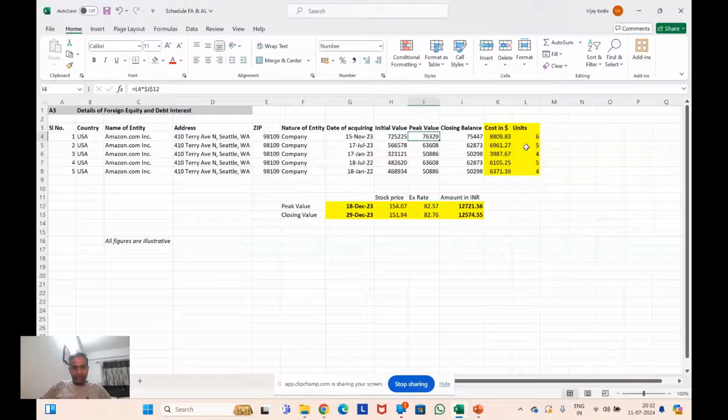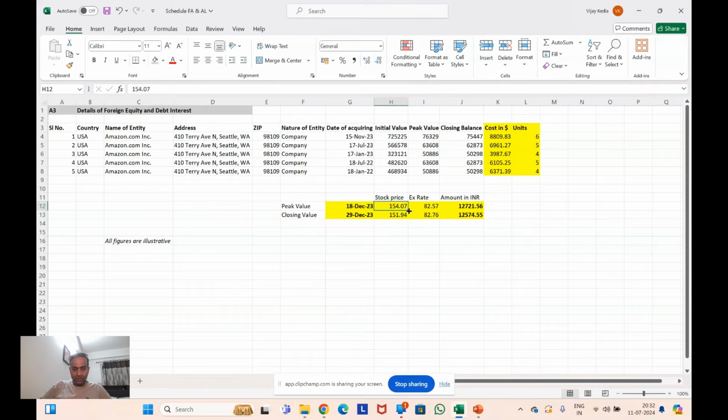Then you need to show the peak value. So how do you calculate the peak value? You need to check what was the date when the share price was highest during the last calendar year. So for example, for Amazon stock, it was on 18 December 23, the stock price was $154.07, and the exchange rate as on that date was 82.57. So this is the peak value for this stock.